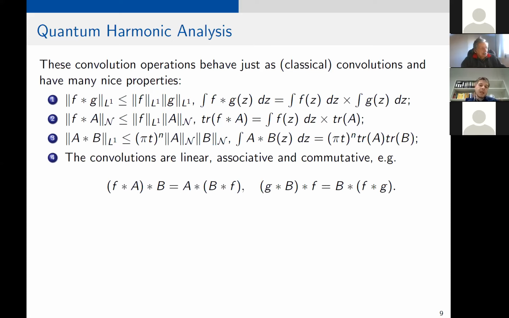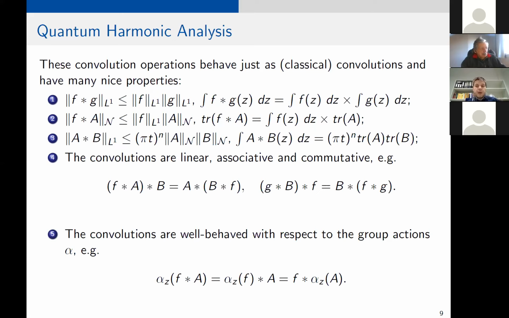And what else do you get is the usual properties. You have linearity in each argument. The convolution is associative, it's commutative. And also the convolution is well behaved with respect to the group actions, so with respect to the shifts. So for example, you can write alpha_z of the convolution is the same as the convolution of alpha_z f with a, or the convolution of f with alpha_z a. So these things all work out as one might expect.